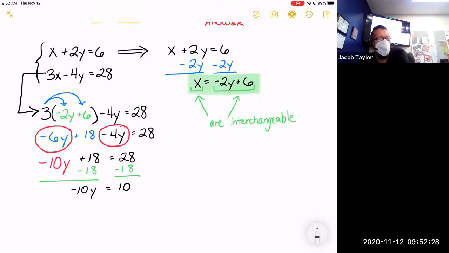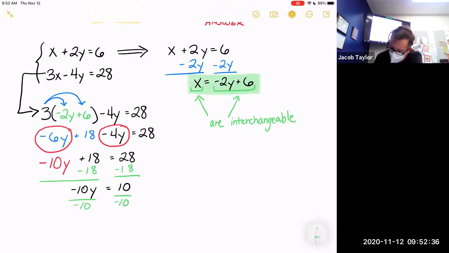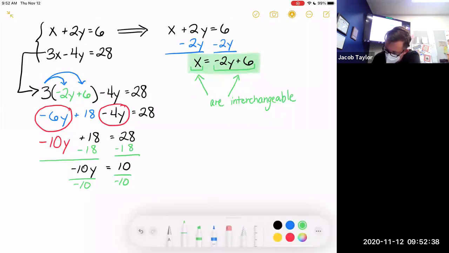And then divide by negative 10. You got it. Negative 1, the number of dates I had in high school.